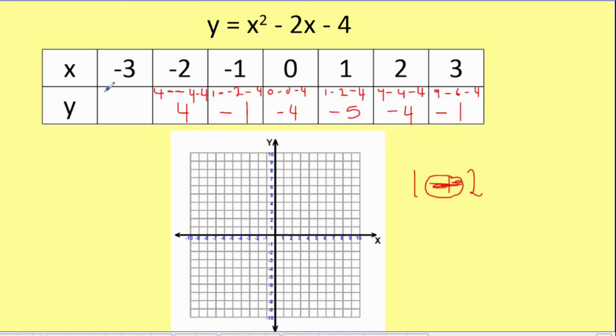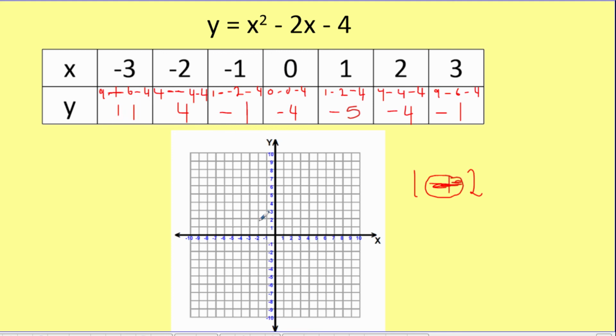And our last one, minus 3 squared is 9. Minus 2 times minus 3, which is minus 6. And then take away 4. 9 minus minus 6, remember that becomes a plus. So 15. Take away 4 is 11.